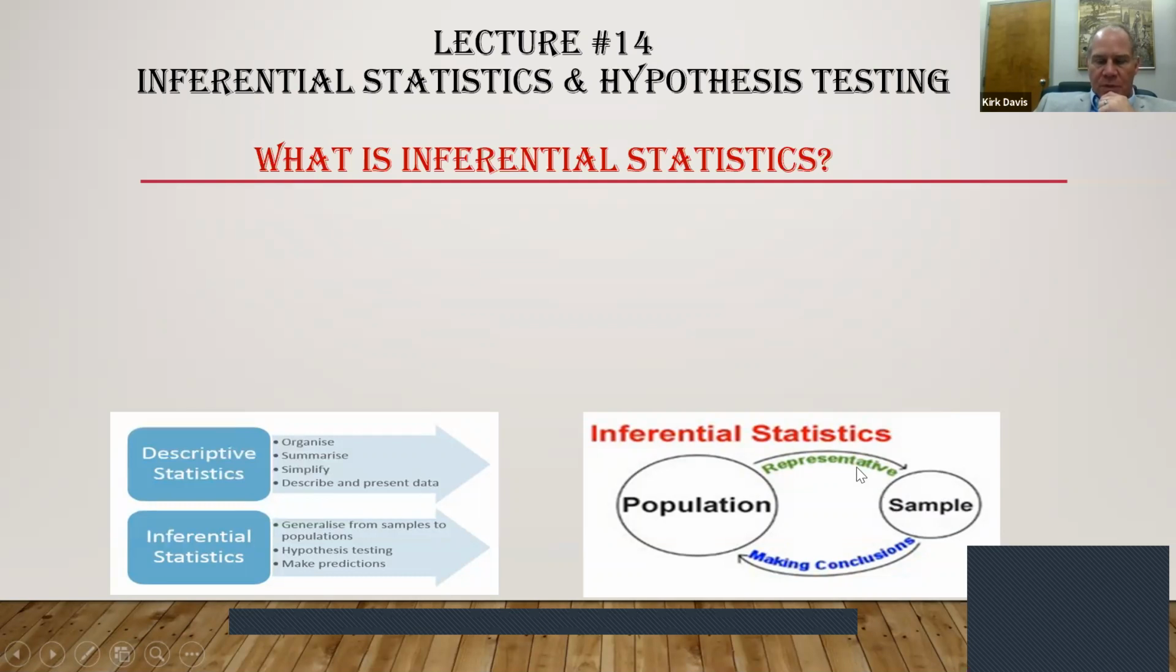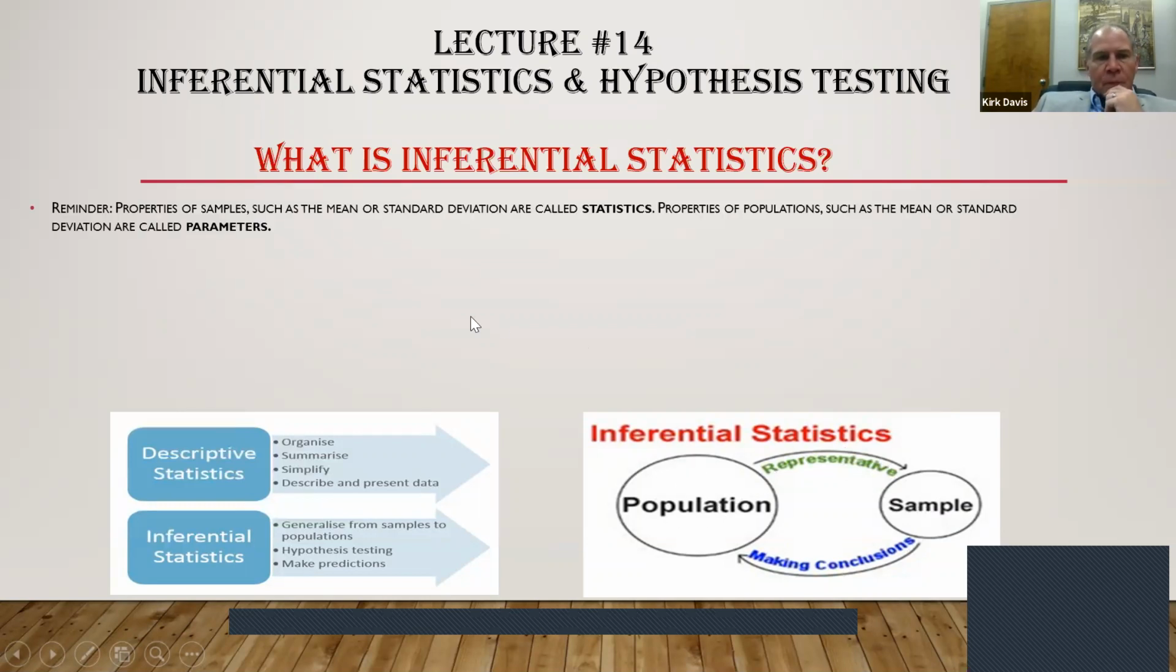We hope it is representative, and we know that random sampling techniques and sample size play a big factor in how representative this is. And then we're going to take our sample and hopefully make an accurate conclusion, generalization, estimation, prediction about what exists in the population.